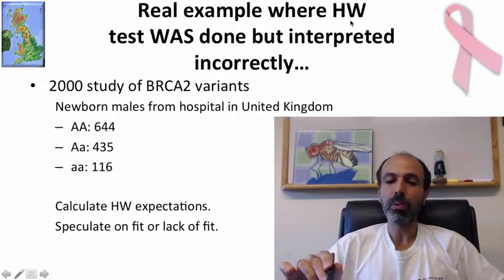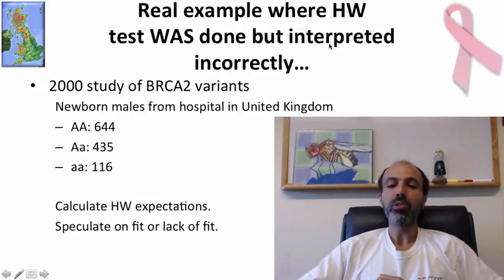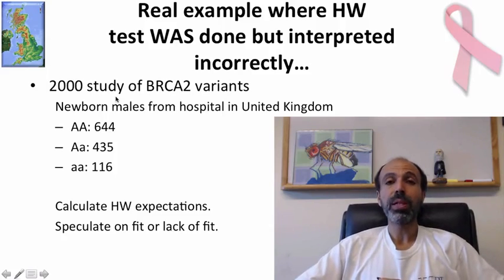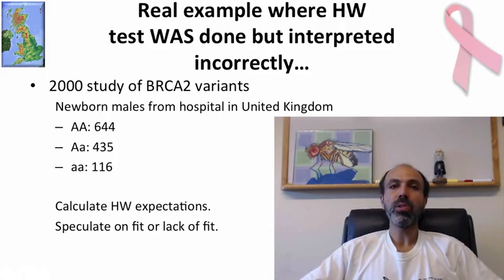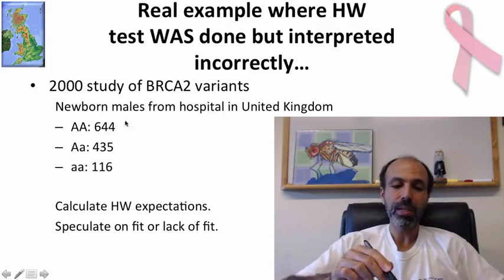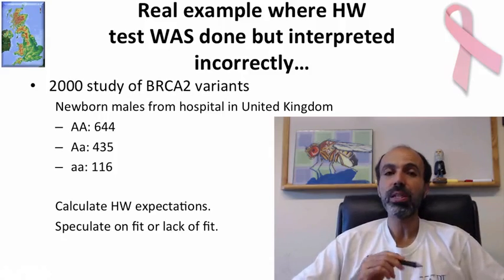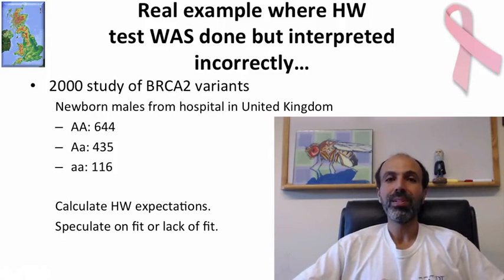This is a real example where a Hardy-Weinberg test was done but interpreted incorrectly. This is raw data from a 2000 study of BRCA2 variants. These are from newborn males from a hospital in the United Kingdom. Just as a little test here, I want you to do the math for this and figure out how close this is to Hardy-Weinberg expectations, and do you see a particular kind of deviation? So try that out.